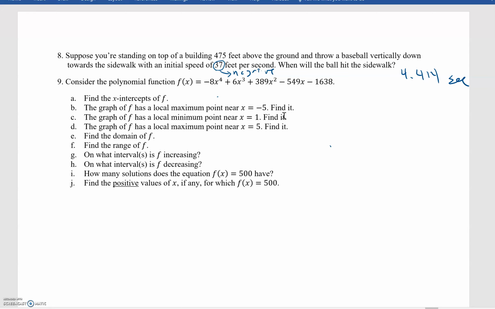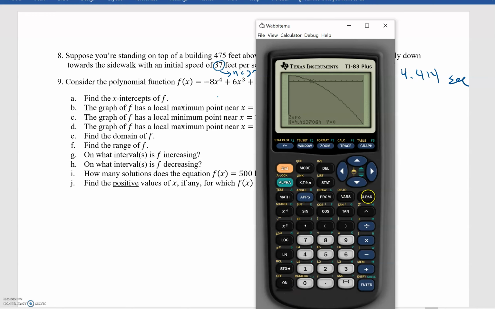All right, let's go to question number 9. We have a 4th degree polynomial function, and we're going to find a bunch of stuff about it. Now, I will tell you in advance, I'm not going to do every part of this because a lot of this will be repetitious, but I'll talk about how you do all of these things. The first thing that we're going to do is enter the function before anything else. So we might as well go ahead and do that.